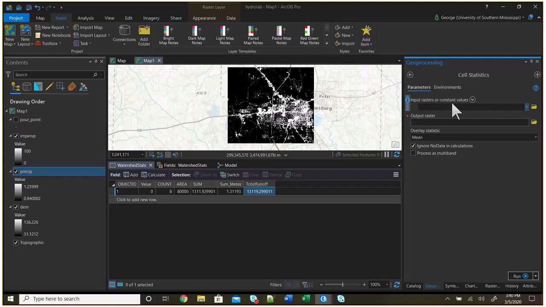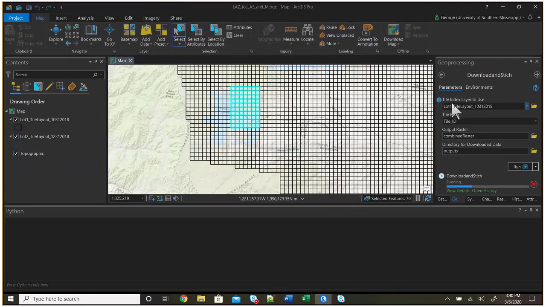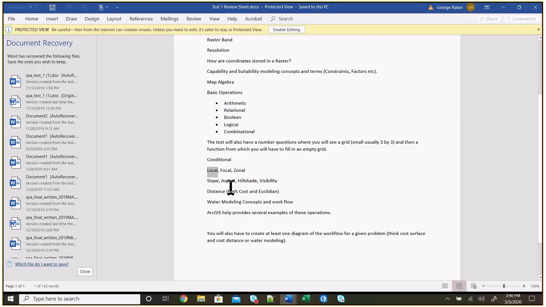And then focal is looking at a neighborhood. The concept of a moving window. Remember we talked about that in class. So a moving window, and there's a focus. So it's focal or neighborhood, and then finally we have zonal. Zonal is any operation where you're asking to summarize an area. Okay? It could be literally the sum, or it could be the mean of an area.